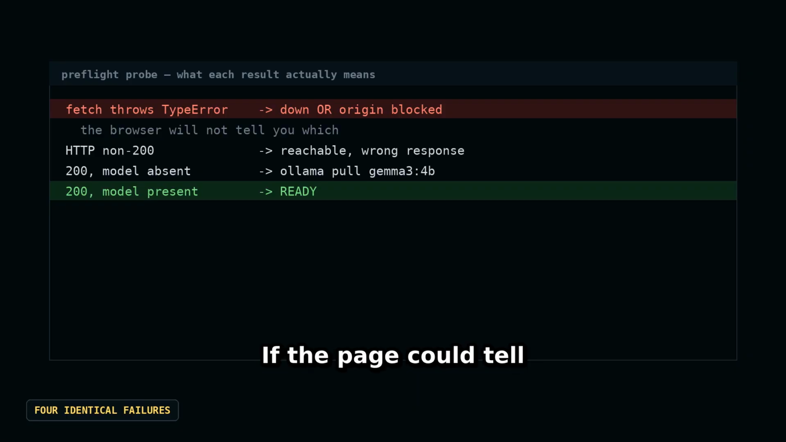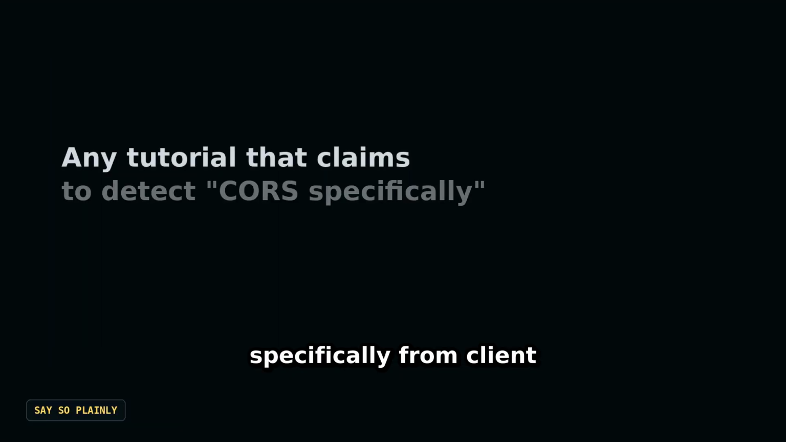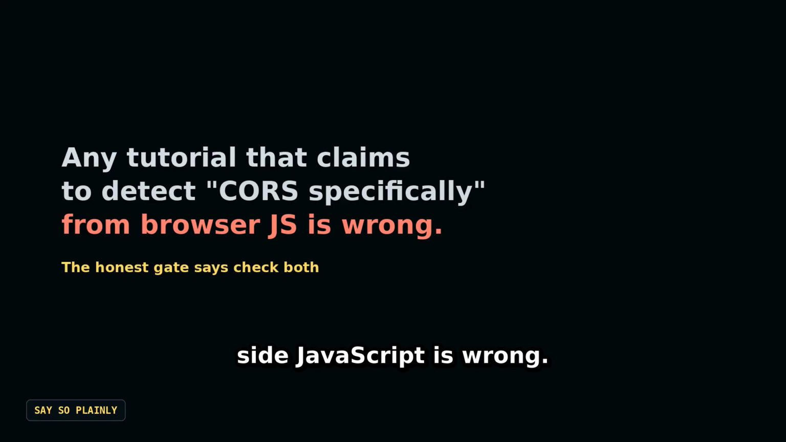If the page could tell the difference, any site could use your browser to map what is listening on your machine. So any tutorial that claims it can detect a CORS error specifically from client-side JavaScript is wrong. It cannot be done. The honest thing for a gate to do is say check both. And the gate on that page does exactly that instead of guessing and sending you down the wrong path for an hour.